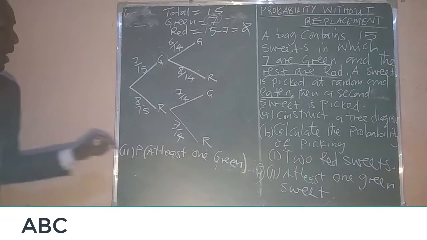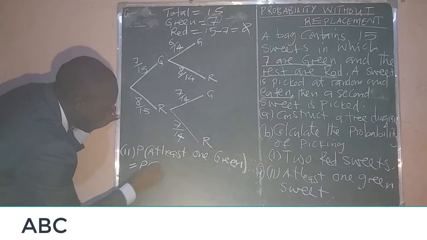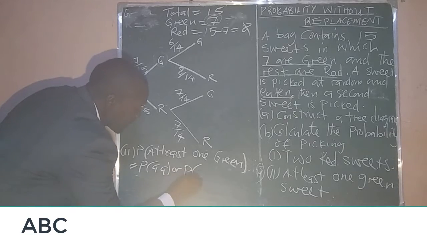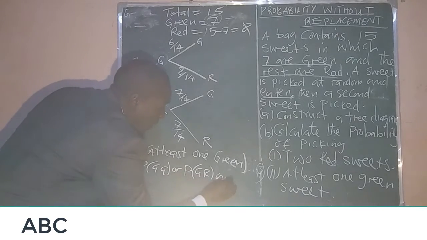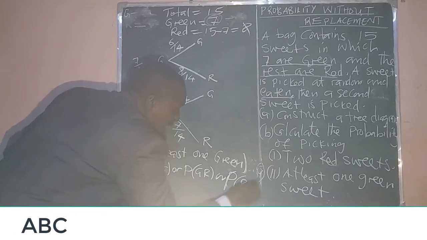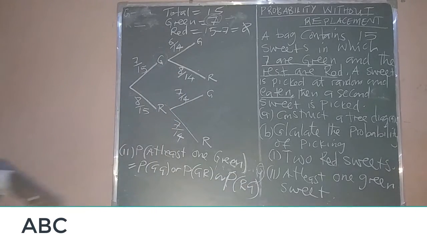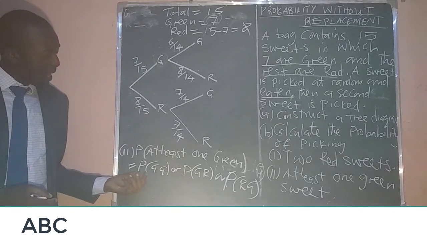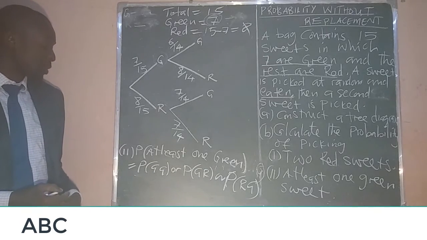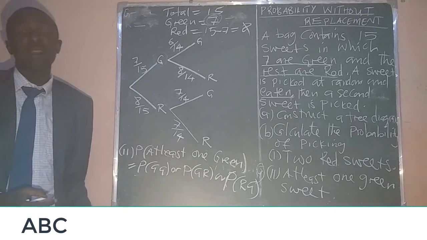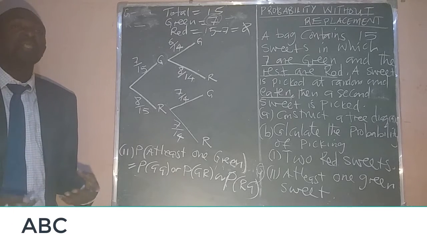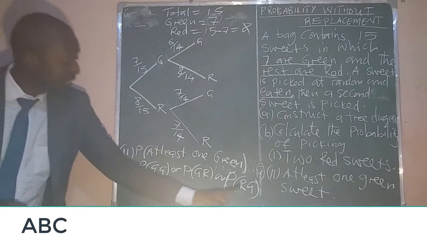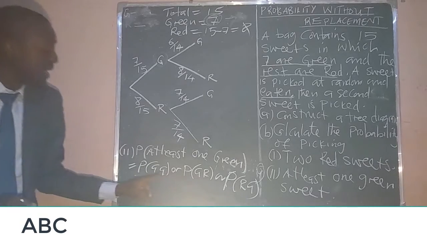Okay, so the probability of at least 1 green is equal to probability of green green, or probability of green red, or probability of red green. So this is what we mean when we say the probability of at least one green sweet. It means that green has to appear in your equation. Here you have 2 greens, here you have 1 green, even there you have 1 green. So when we say at least 1, it means at least 1 should appear, meaning you start from 1 going up. We've started from 1, here 1 has appeared, even here 1 has appeared, here you have 2 of them.